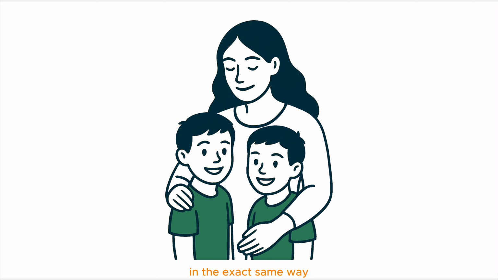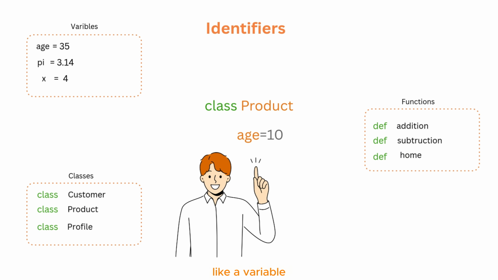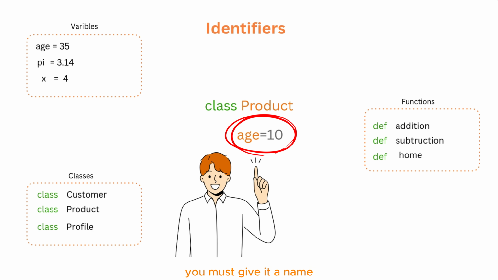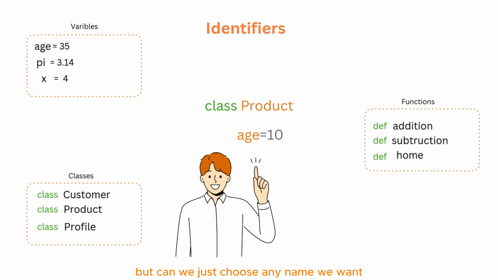In the exact same way, in the world of programming, when you create something new like a variable, you must give it a name so that you can call it and use it later. But can we just choose any name we want? Let's look at the rules of naming in nature and language.